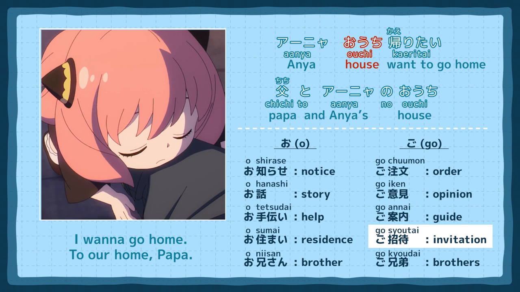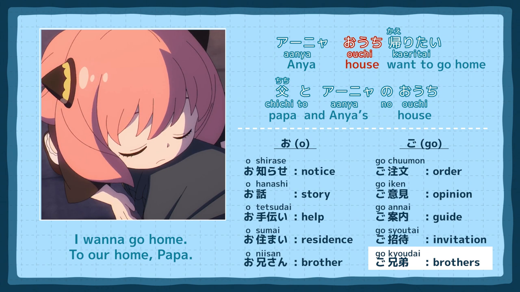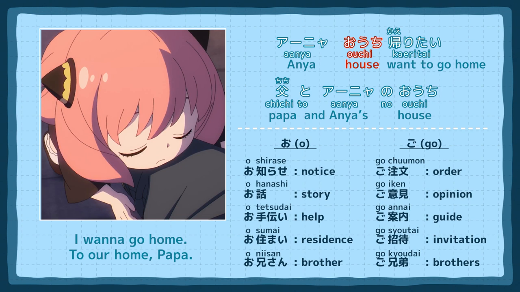Kyōdai, brothers. Gokyōdai. These words can be used without o or go, but feel a little blunt. If you want to add politeness in your speaking, it'll be good with them. Here are some word categories that you shouldn't add o or go to.